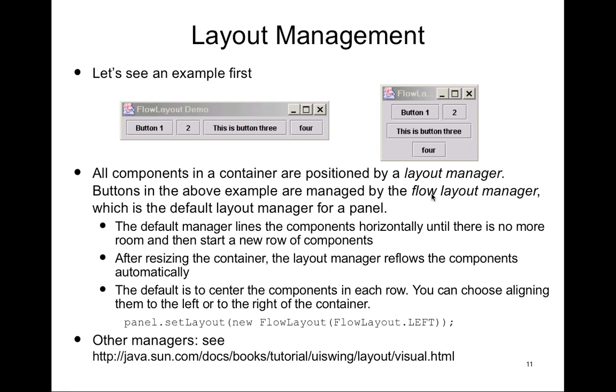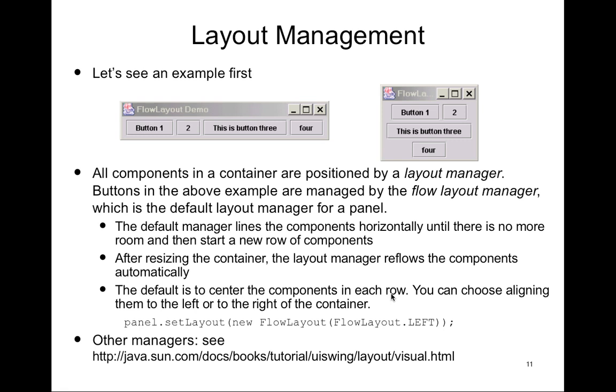But we'll see that. So in the example, the buttons follow the flow layout manager. So we pick a layout manager and we use it, which is the default, actually. If we don't specify a layout type, it's going to be a flow. The default manager aligns the components horizontally until there's no more room, and then it starts a new row. That's what I call word wrapped, sort of. After resizing the container, the layout manager reflows the components automatically, which is kind of nice if you want that kind of activity to occur. The default is to center the components on each of the rows. So if you make the window small, it'll be centered.